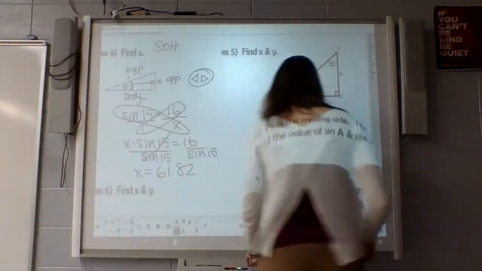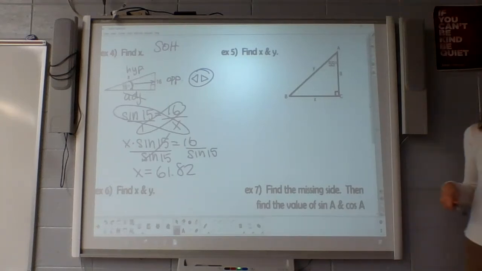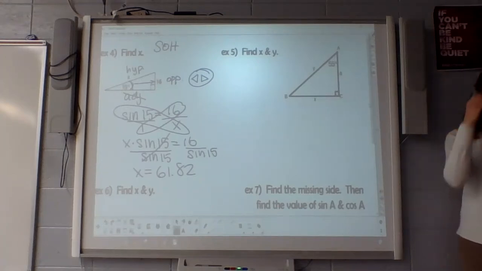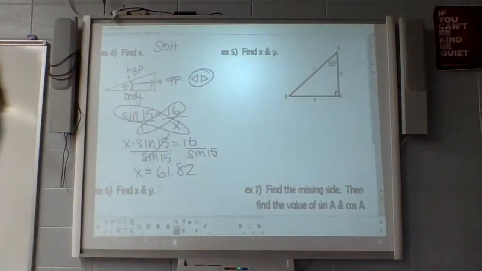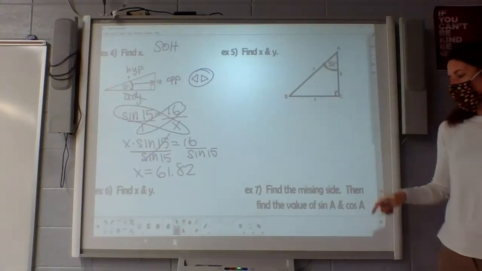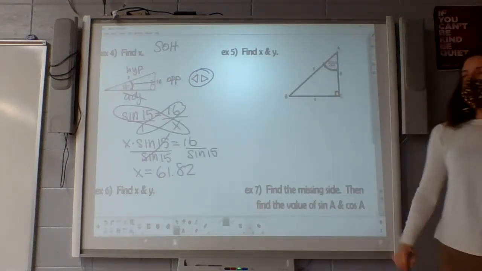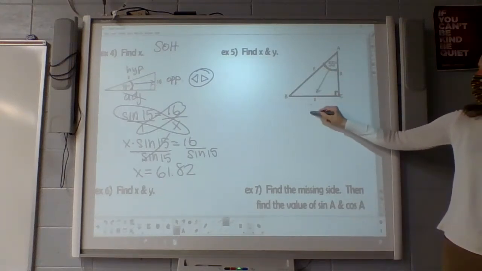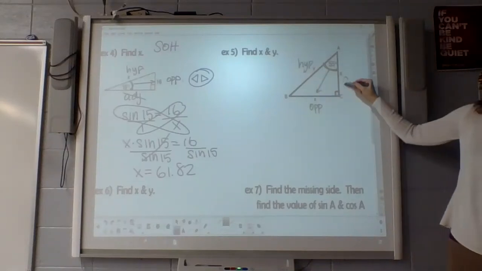So example 5, now this time they want you to find both x and y. So right now, we only know one side and one angle, but they want you to find both x and y. And we're actually going to do a lot of this tomorrow, is finding all the different parts of the triangle. So I would start with the angle 55 degrees, because that's the angle we know. We'll label everything based off of that. So opposite, hypotenuse, and then adjacent.